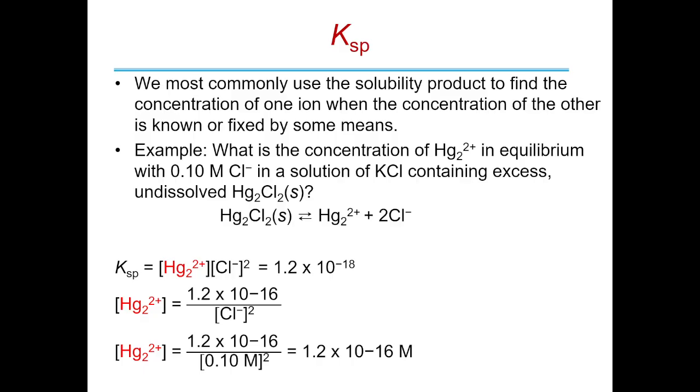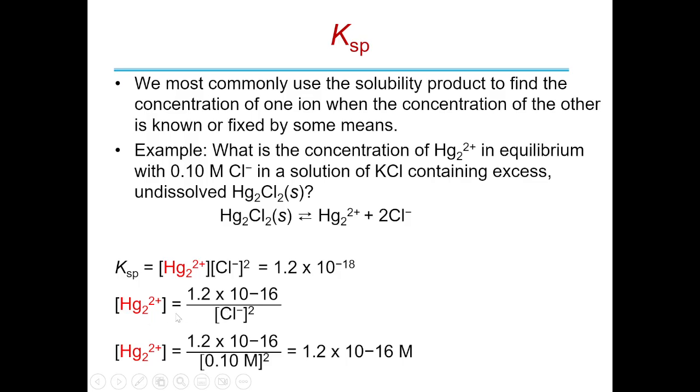So in equilibrium with 0.1 molarity of Cl- in a solution of KCl containing excess undissolved Hg2Cl2. So you would set up your equilibrium right here. You'd get your KSP typically from a book, though sometimes it would be given to you. This would be something you'd want to look up, by the way, if we were doing a lab like this, and you'd want to have it in your table in your lab notebook.